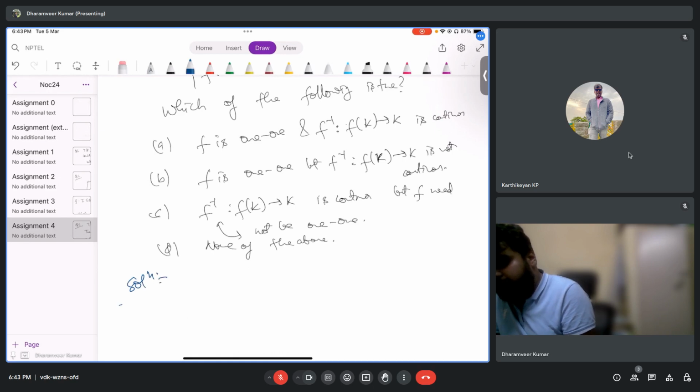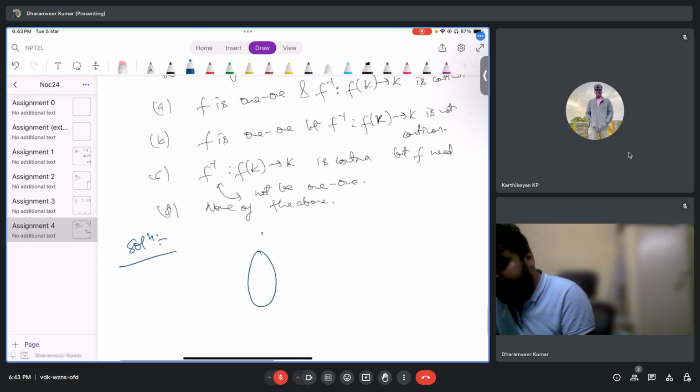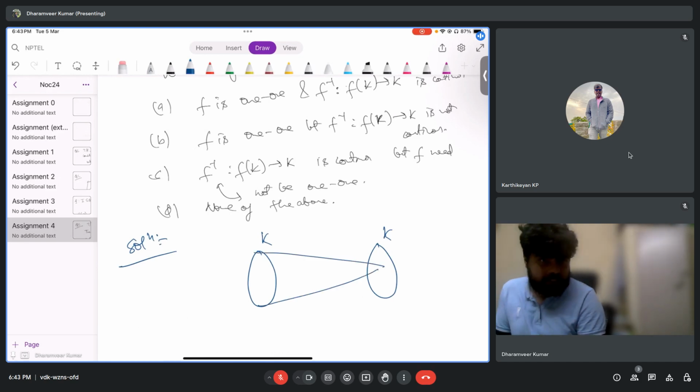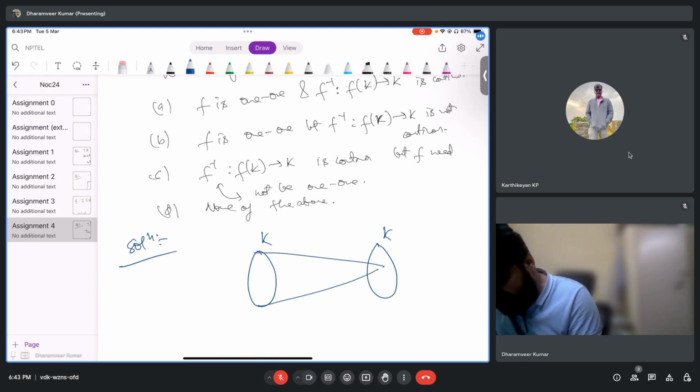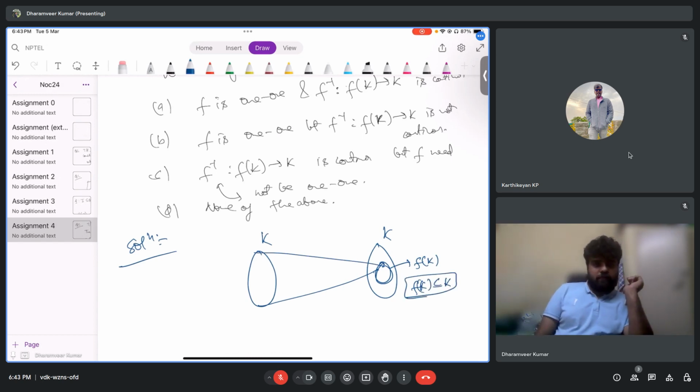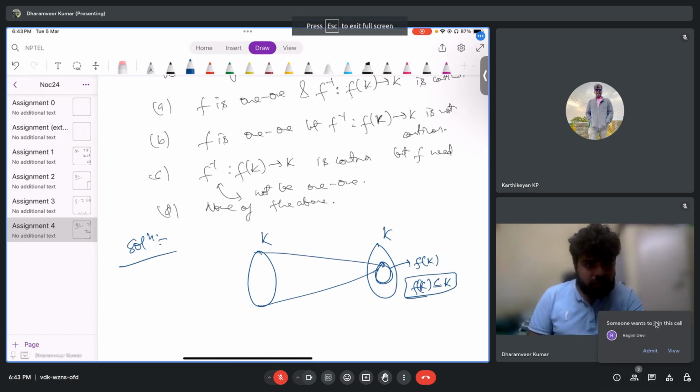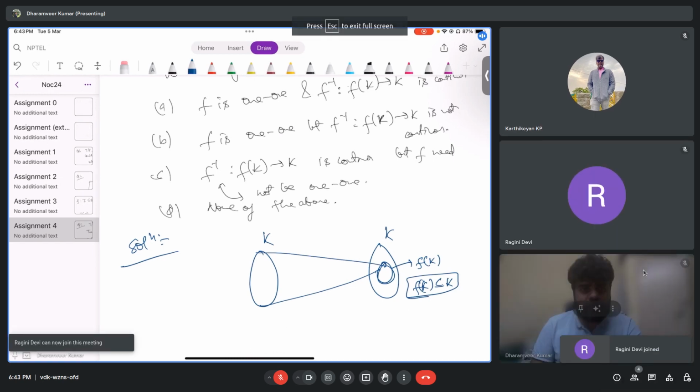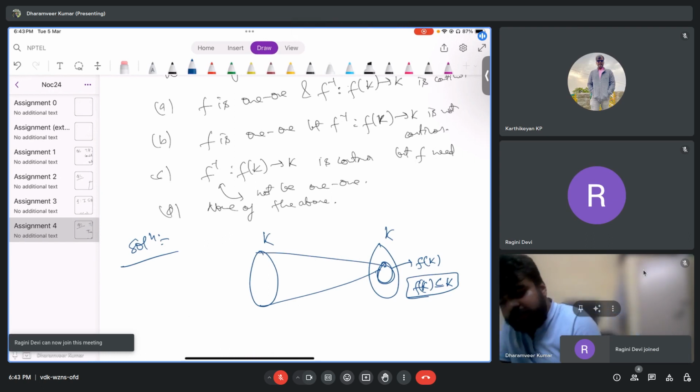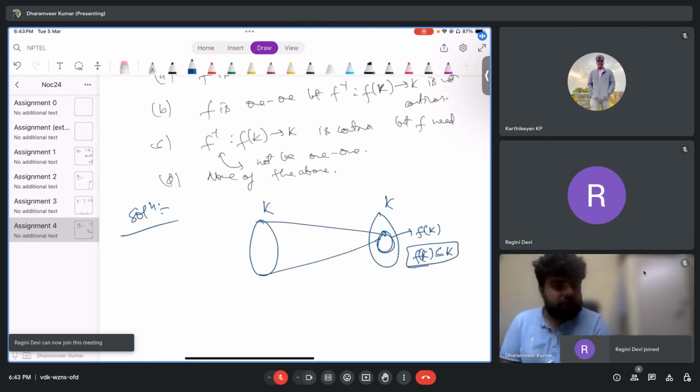The solution. Okay. So what it's saying is there is K, there is f. So when f maps, it may not be in general surjective, right? So there's a set called f(K). Definitely f(K) is inside K. So you can always do this. f(K) is inside K because f may not be surjective.